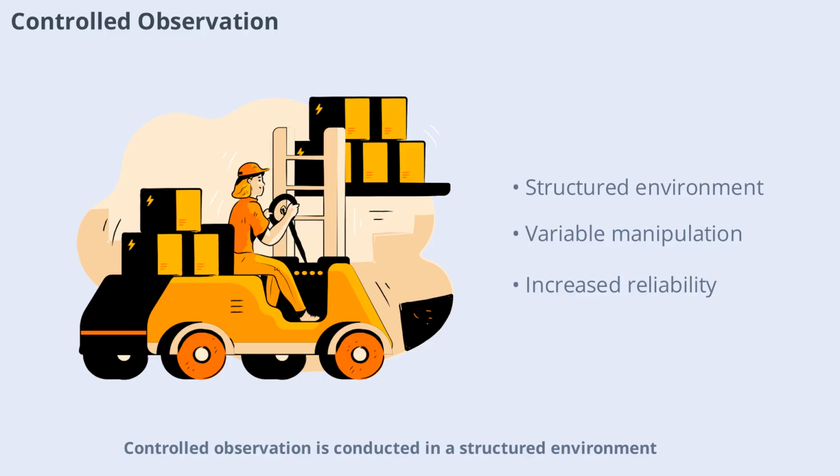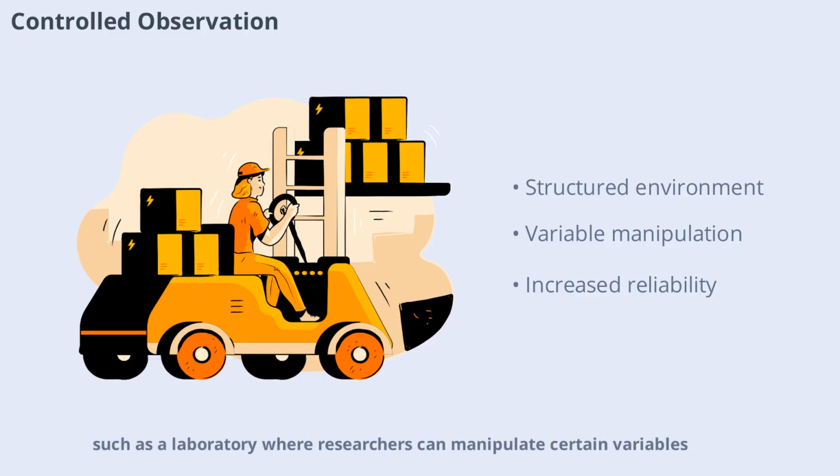Controlled observation is conducted in a structured environment, such as a laboratory, where researchers can manipulate certain variables. This method allows for greater control over external factors and helps establish cause and effect relationships. For example, a psychologist might observe how participants react to specific stimuli in a lab setting. While controlled observation increases reliability, it may reduce ecological validity since the setting is artificial. Researchers must weigh the benefits of control against the potential loss of natural behavior.